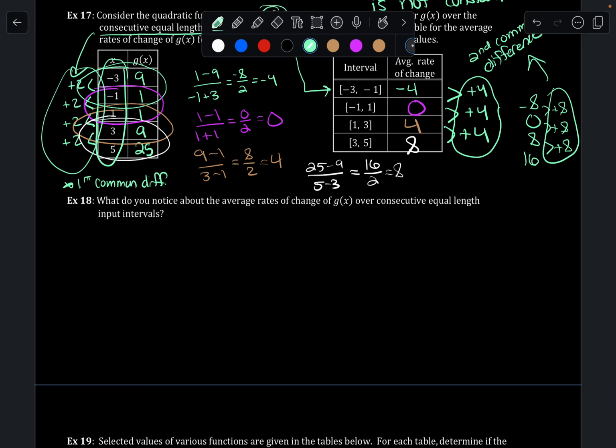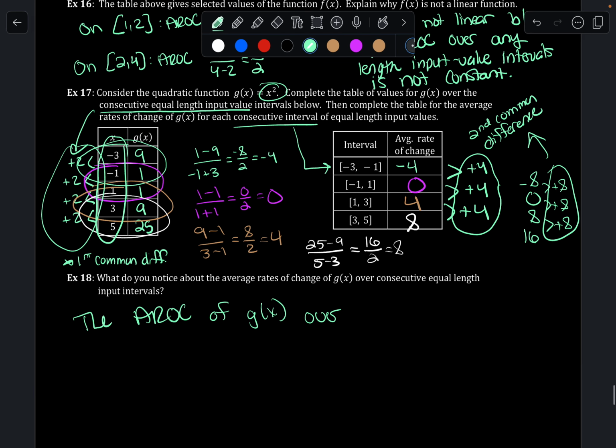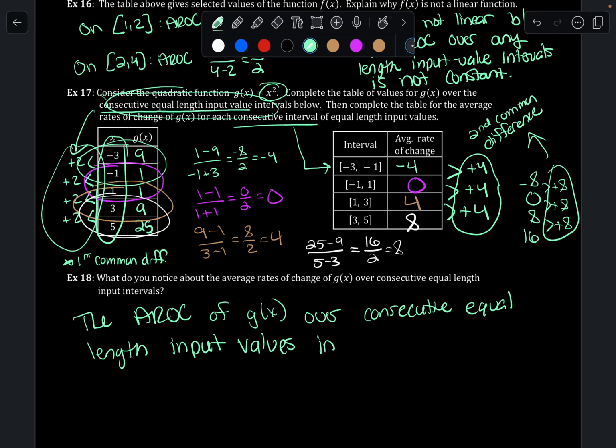All right, what do you notice about the average rate of change of g of x over consecutive equal length input intervals? Okay, so it's kind of just what I talked about. So we can go ahead and write this. The average rate of change of g of x over, and I'm just borrowing this from the problem itself, consecutive equal length input values is increasing.